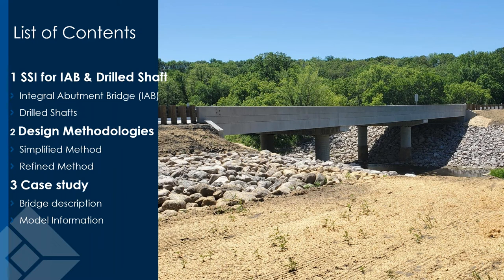So when I show you the model I built, I'll focus on how some numbers associated with SSI were determined. I think, as I said before, we bridge engineers probably just want to plug in some numbers and run the model. So I guess, how to obtain the numbers, would it be of interest to you?